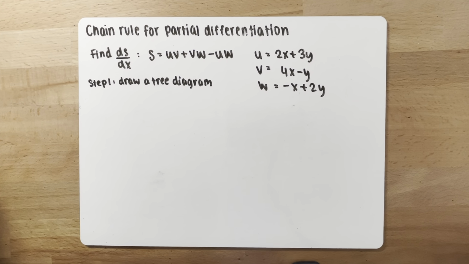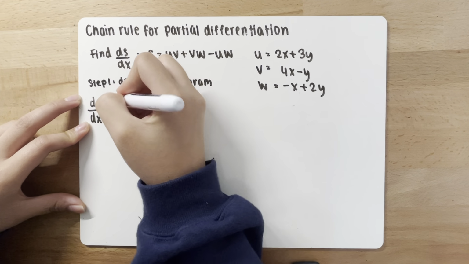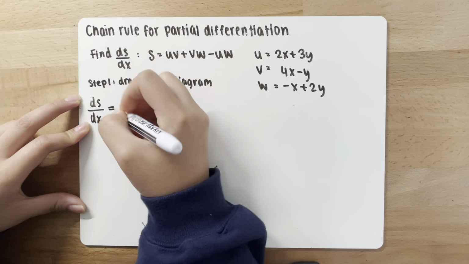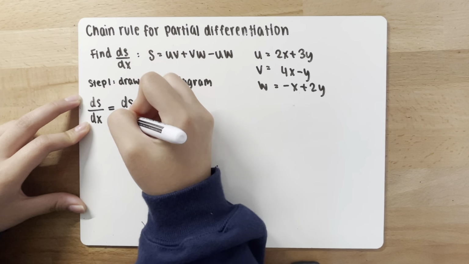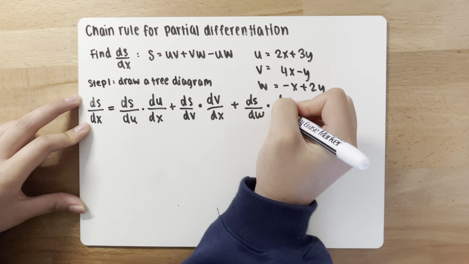And to do that, you want to take the derivative of this. So, derivative of s in terms of u, ds du, times the derivative of this, du in terms of x, dx, okay, plus the derivative of this function in terms of v, ds dv, multiplied by the derivative of this function in terms of x, dv dx, plus the derivative of this function in terms of w, ds dw, times the derivative of this function in terms of x, dw dx.